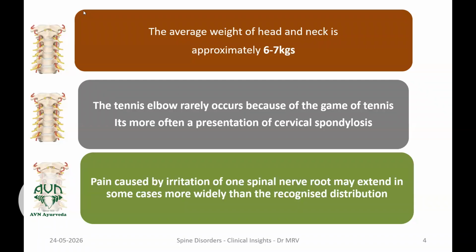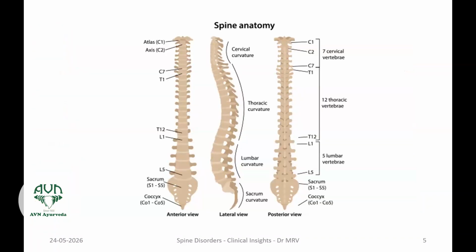Moreover, the average weight of our head is almost 6 to 7 kilos, which means that our neck muscles have to be strengthened to hold this weight always, when we are standing, when we are sitting, whatever we are doing, except when lying. We have to hold the head, for which we have to strengthen our neck muscles. That is very, very important. See this picture.